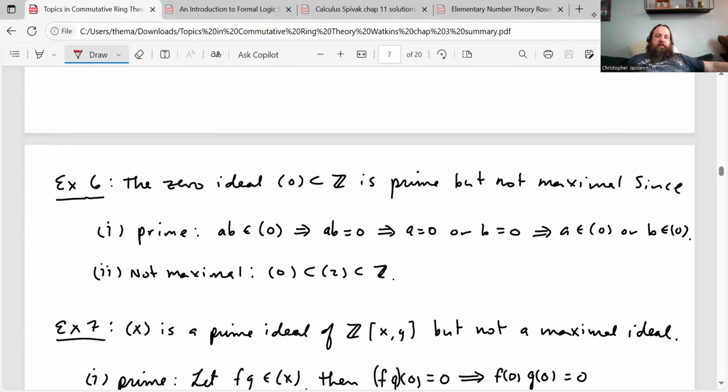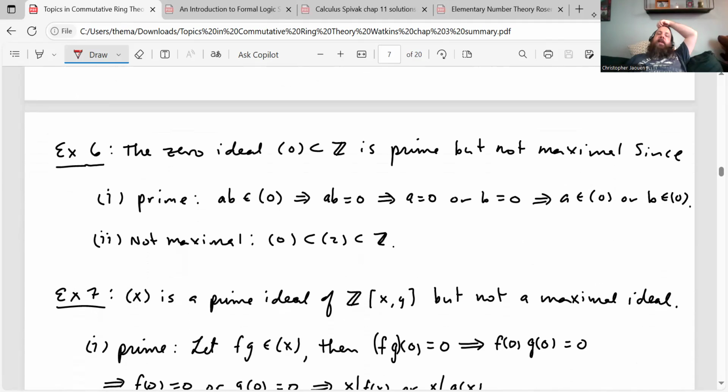All right. So in example 6, we have an example of a prime ideal that's not maximal. For example, the 0 ideal in the integers is prime, but not maximal. You can see that it's prime because if you take ab in the 0 ideal, that implies ab is 0, which implies a equals 0 or b equals 0, which implies a is an element of the 0 ideal or b is an element of the 0 ideal. Furthermore, it's not maximal because the 0 ideal is properly contained in the ideal generated by 2, and the ideal generated by 2 is obviously properly contained in the integers.